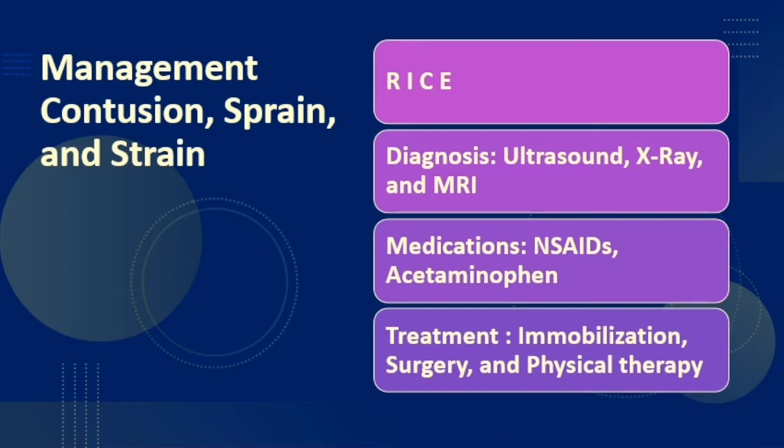Your MRI, on the other hand, will be able to detect a tear on the ligament or tendon, because your MRI would be more detailed when it comes to the images. Now, on the medications given to the patients, you have your NSAIDs. Then you also have your acetaminophen.